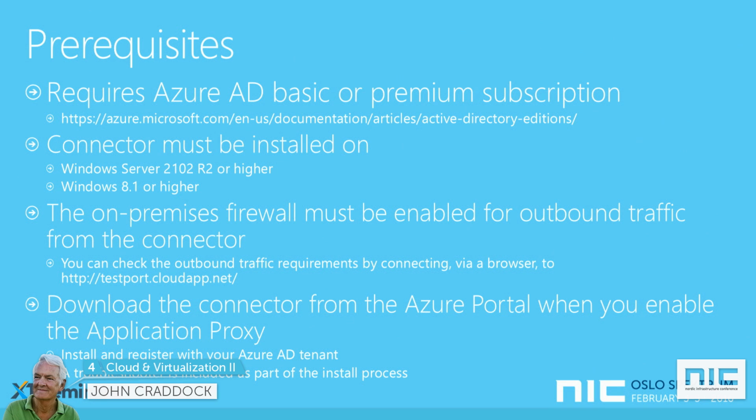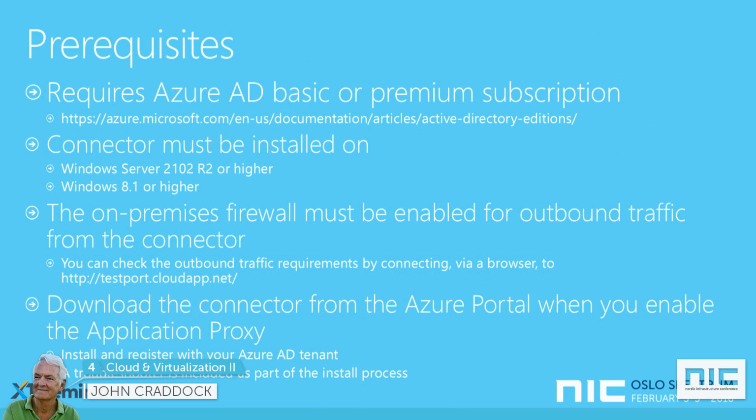And then you need to enable your firewall on premises to allow outbound connections from the connector. Right? And those outbound connections will actually connect up into the service bus inside Azure, and that's how it communicates with the actual proxy up there.